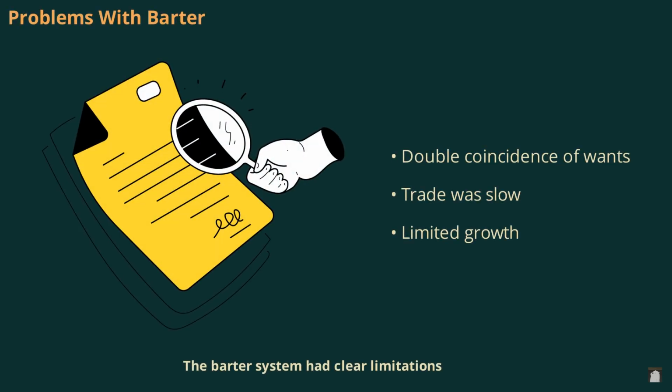Barter system had clear limitations. People often struggled to find someone who wanted what they had and had what they wanted. This is called the double coincidence of wants. Imagine needing shoes but only having apples to trade, and the shoemaker doesn't want apples. This made trade slow and sometimes impossible, especially as societies grew larger and more complex.